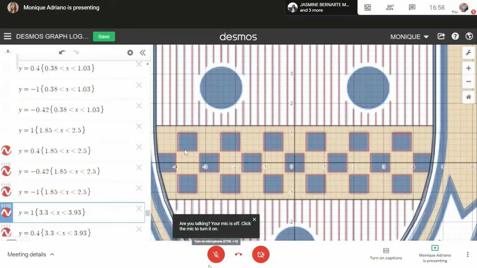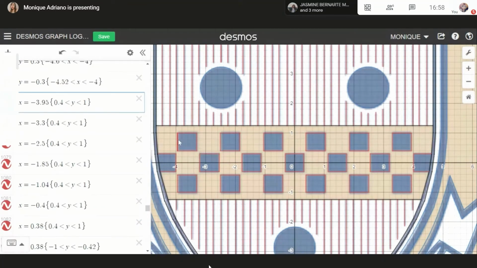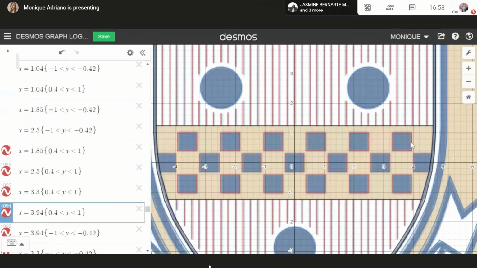Now for the vertical line. The equation is x equals negative 3.95. Then the limitation is y is greater than 0.4 but less than 1. Like earlier, we just change the sign so there is also one on the other side. So the result is x equals 3.94, then y is greater than 0.4 but less than 1.